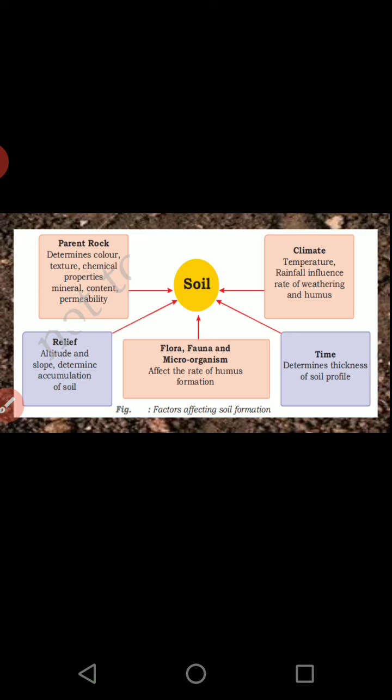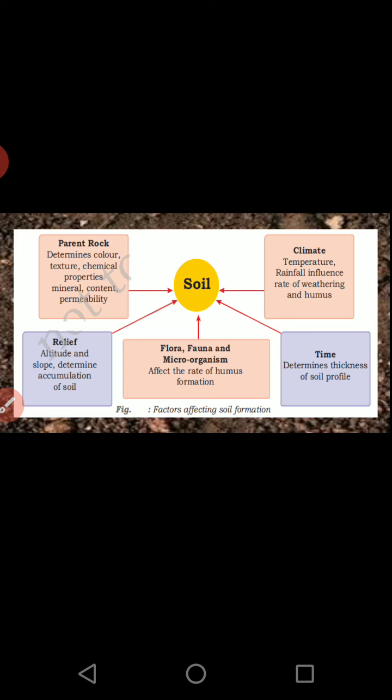Now how the soil forms, that means what are the things which form the soil: factors affecting soil formation. These are the five major factors, out of which two are very important. First one, parent rock. Now what will happen because of parent rock to the soil.